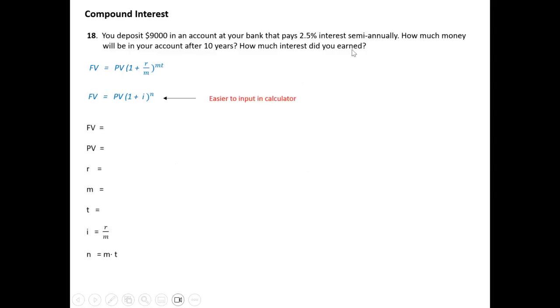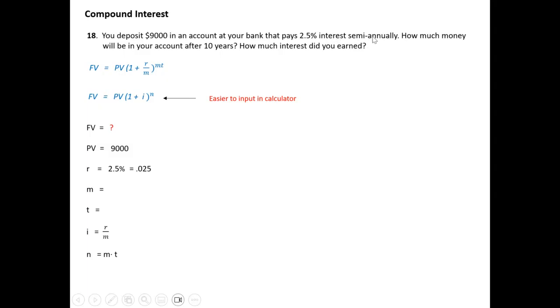So here, guys, what are we looking for? Most of the times, the last sentence or the last two sentences will tell you exactly what we're looking for. In this case, it's the last two sentences. How much money will be in your account after 10 years? So we're looking for the future value. So the present value will be the 9,000. The interest rate will be 2.5%, which will give you 0.025.